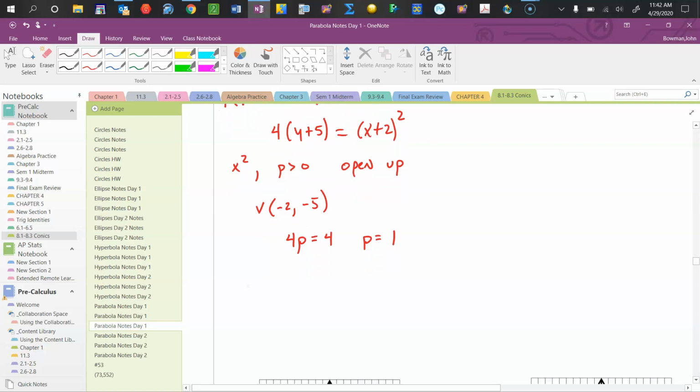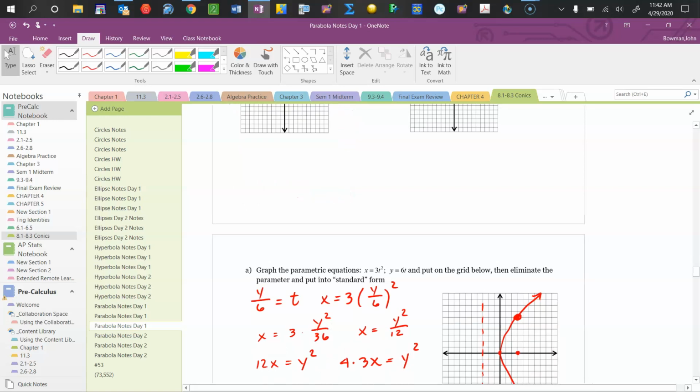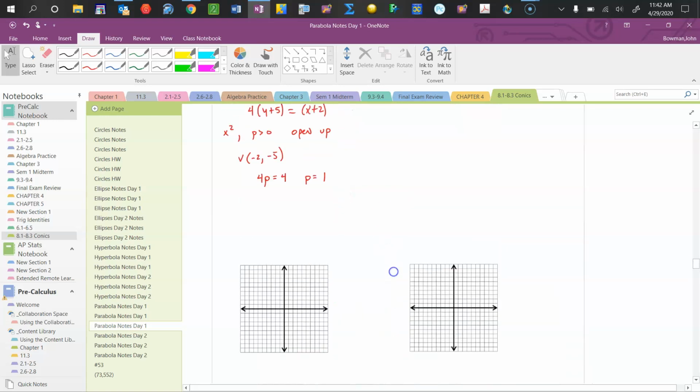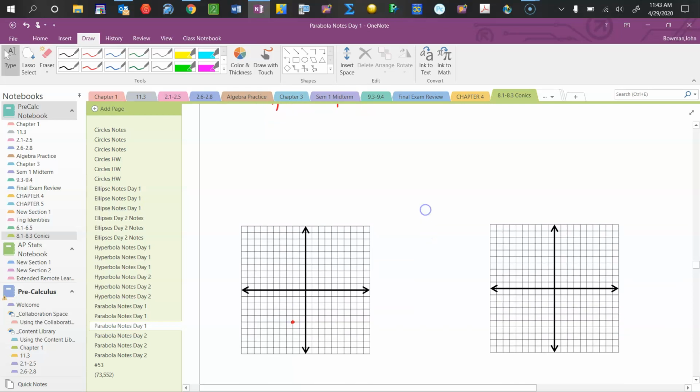And we can go down here and start graphing this and figure out everything else we need, like the coordinates of the focal point. So let's go to the point (-2, -5). That's the vertex. We know that this opens up, and we know the value of p is equal to 1, so the directrix is 1 unit below that. The equation of the directrix is going to be y is equal to -6.